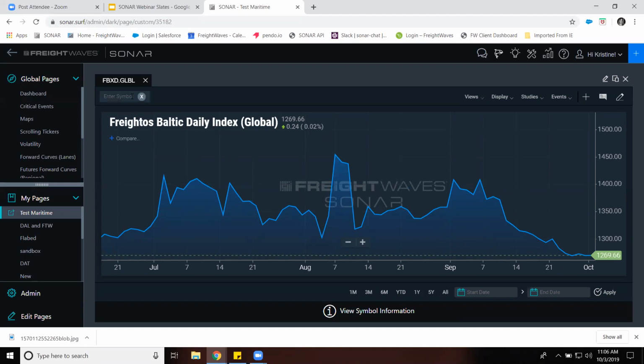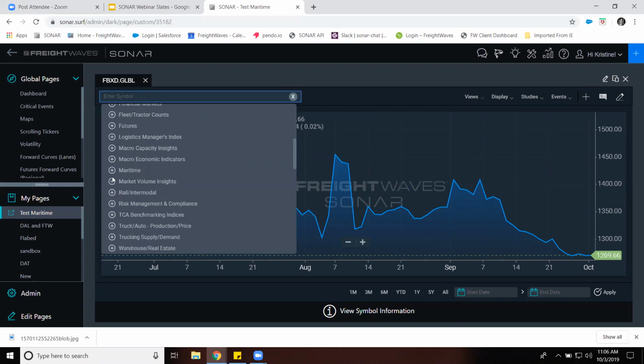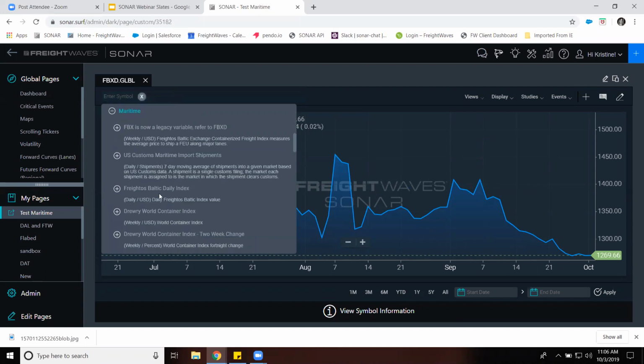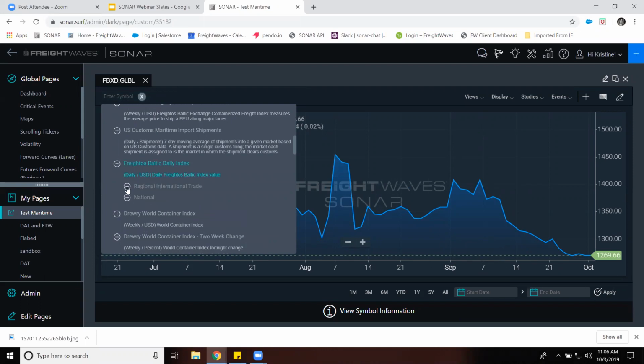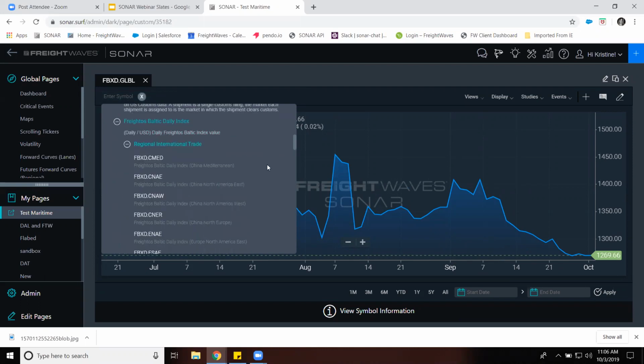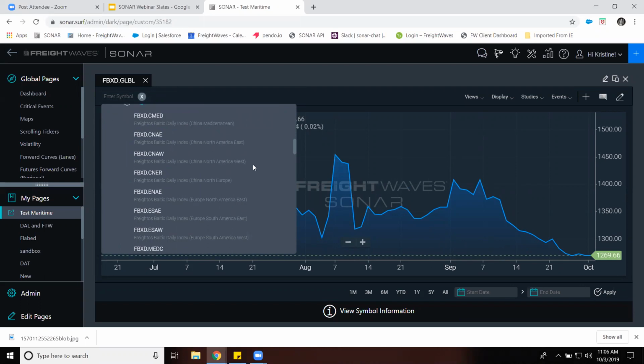So if I click back into here, I can do some different derivatives of this, and I'll just keep clicking through here because this maritime doesn't have as many. It's actually pretty easy to search through. So we'll do Freightos Baltic Index. When you pop out these regional international trade lanes, this is where it gets to be. You may see, if you've watched FreightWaves, we're all the time talking about FBXD.CNAW and CNAE. And that's China to North America West Coast and China to North America East Coast.